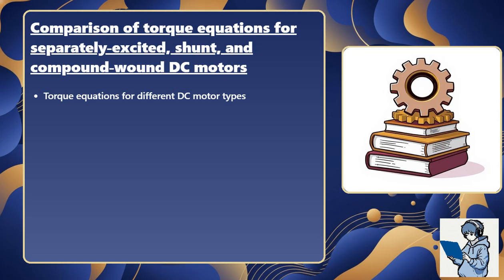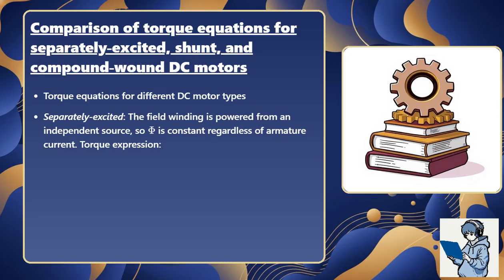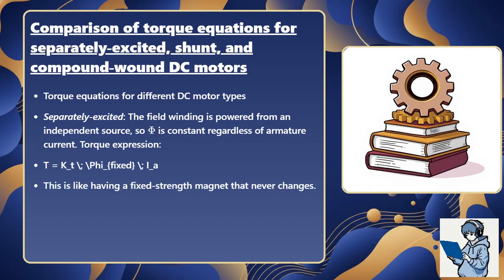Torque equations for different DC motor types. Separately excited: the field winding is powered from an independent source, so phi is constant regardless of armature current. Torque expression: T equals KT phi fixed IA. This is like having a fixed strength magnet that never changes.